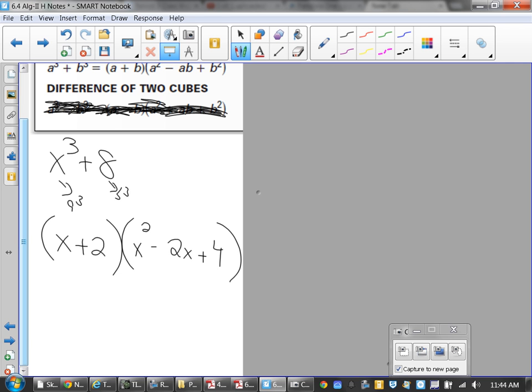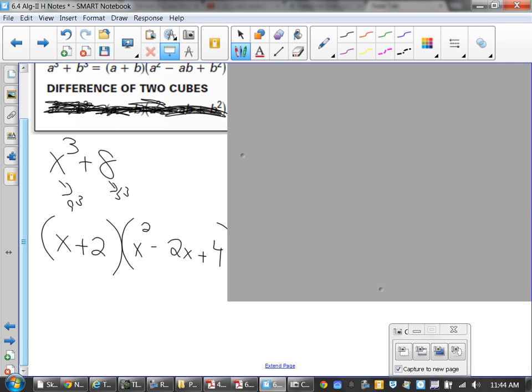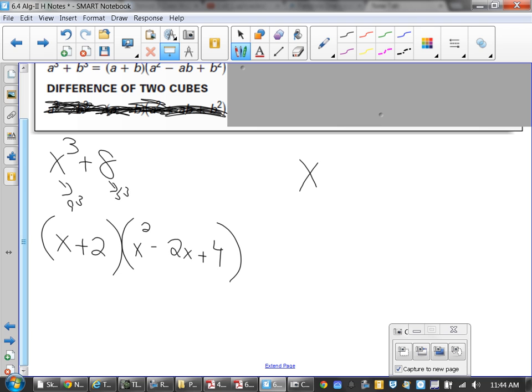Like I said, it's the same exact scenario if I'm working with a difference. So let's try x cubed minus 125. Is x cubed a perfect cube? Is 125 a perfect cube? Okay. So what's the cube root of x cubed? X. What's the cube root of 125? Is it going to be x minus 5 or x plus 5? It's minus 5.